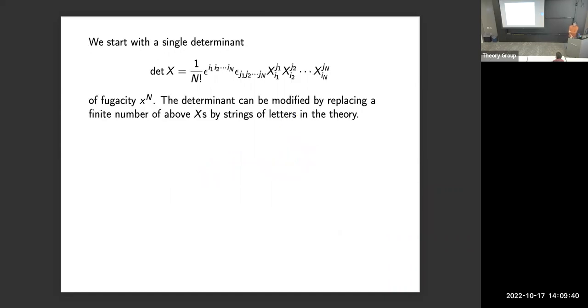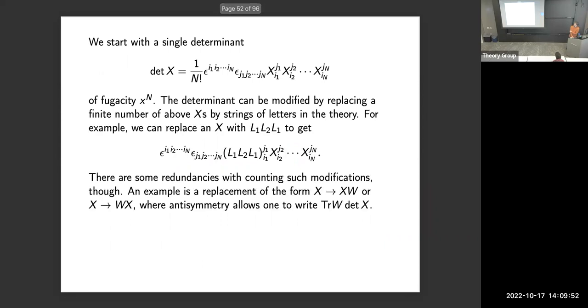We start with a single determinant of fugacity x to the N. This determinant can be modified by replacing a finite number of the above x's by strings of letters in the theory. For example, we can replace an x with a string of letters, L1, L2, L1, to get an object like this. And counting all of these modifications is what we want to do.